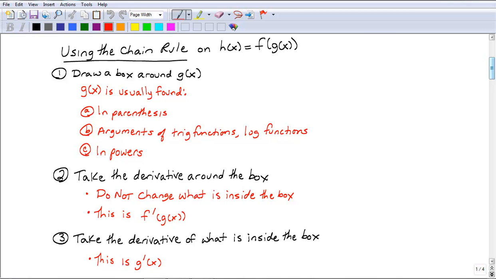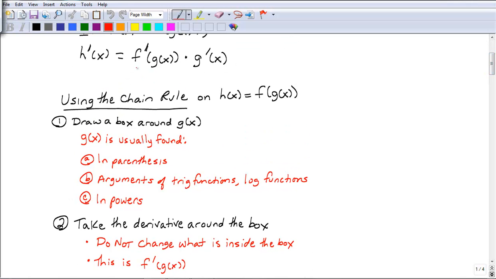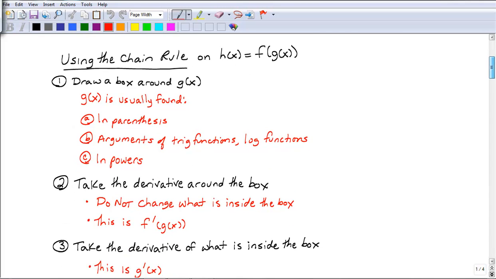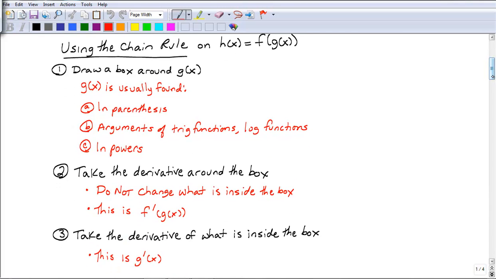So to use the chain rule, you draw a box around g of x, wherever you find it, and then you take the derivative around the box. That means whatever's inside the box you leave alone. It's just the stuff on the outside of the box you take the derivative of. You treat the box as a big old x. This is the f prime of g of x. This is that first factor when you look up here. f prime of g of x, that one is the derivative around the box.